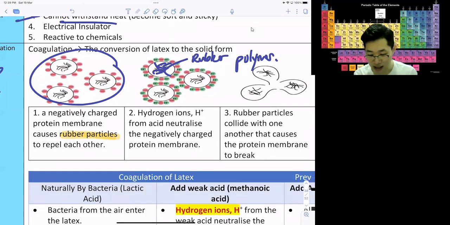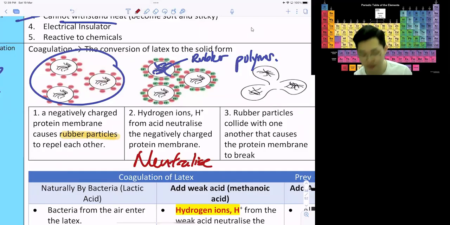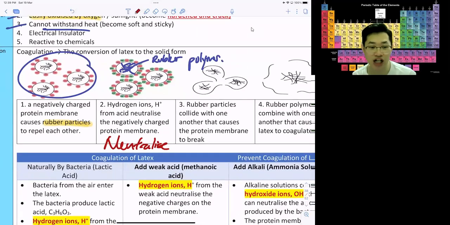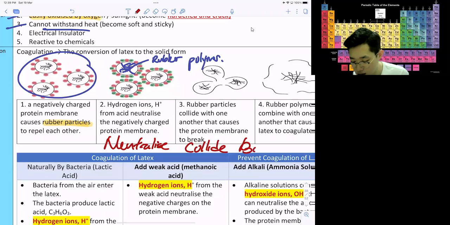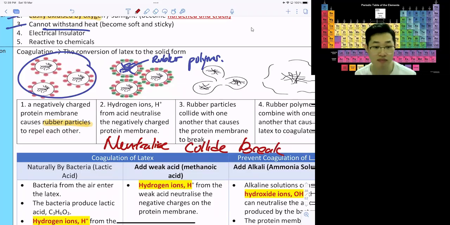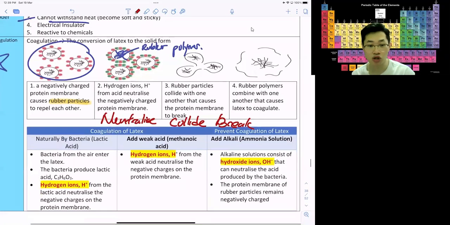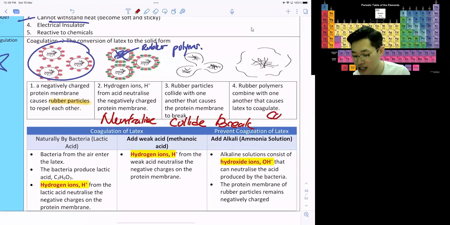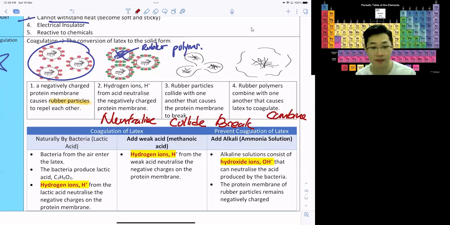So what happens is hydrogen ions from the acid neutralize the negative charges on the protein membrane. And then what will happen? They collide and break the protein membrane. So neutralize, collide, break, and then finally they combine. 1, 2, 3, 4.